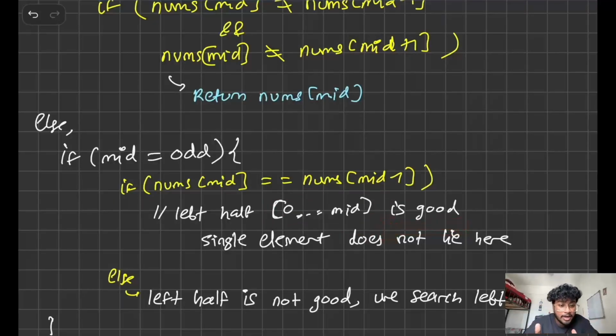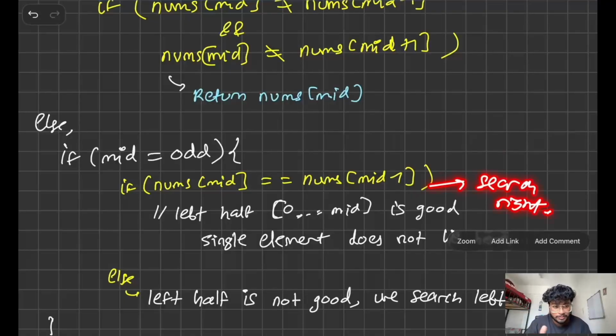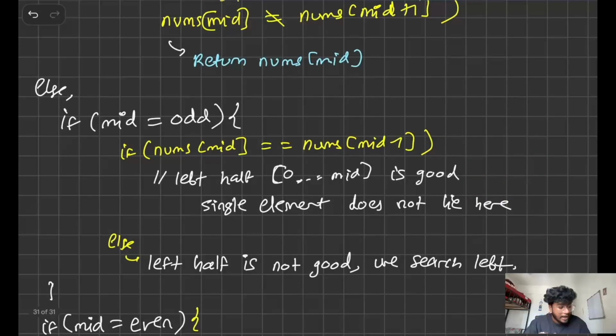So single element does not lie here. If this half is good, then the single element does not lie here, and we search right in this half. Okay, if this holds. Else, if this does not hold, we will go to this case if nums of mid is not equal to this. Which means this is not the ideal case, and the left half is not good, so we will search left.